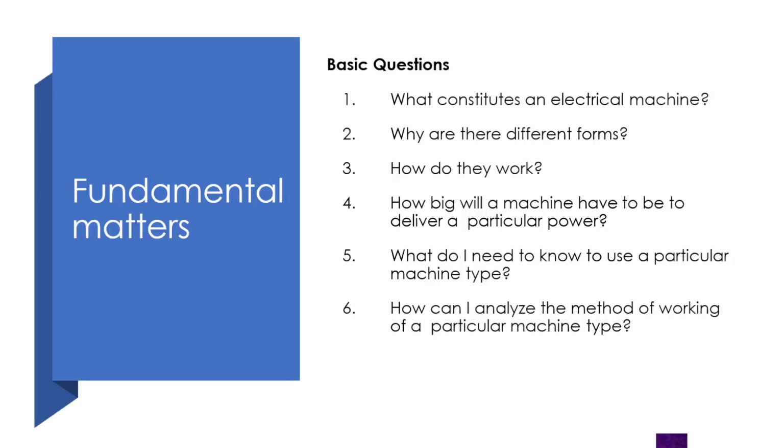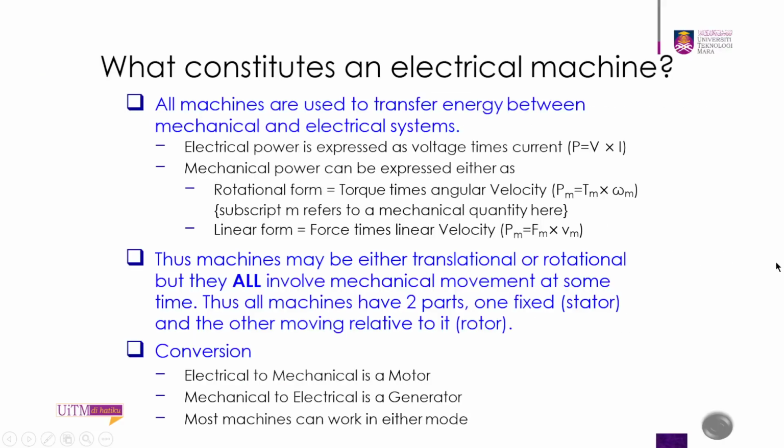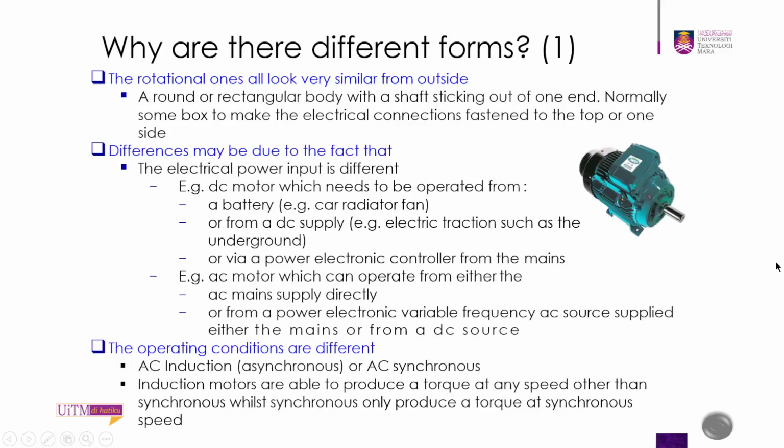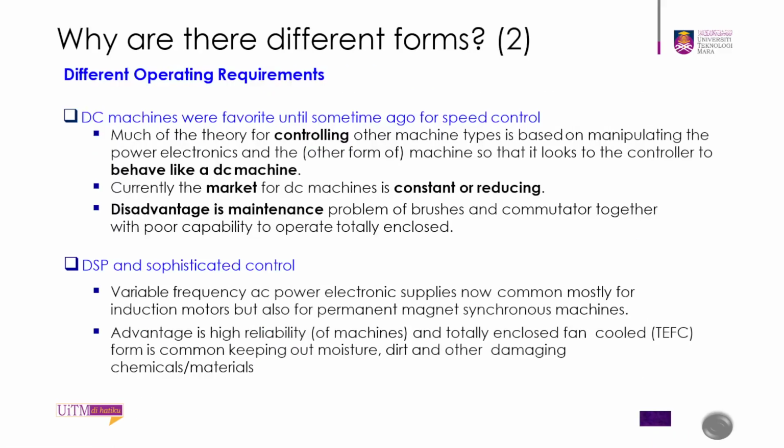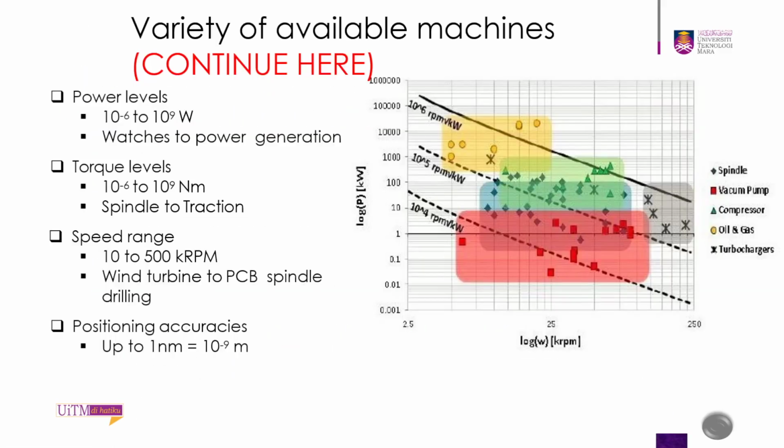Right, we have covered some of the fundamental matters, which is what constitutes an electric machine and why are there different forms of electrical machines. Okay, so I'm going to browse through. So we have covered this. Why are there different forms? And now we look into the variety of available machines.